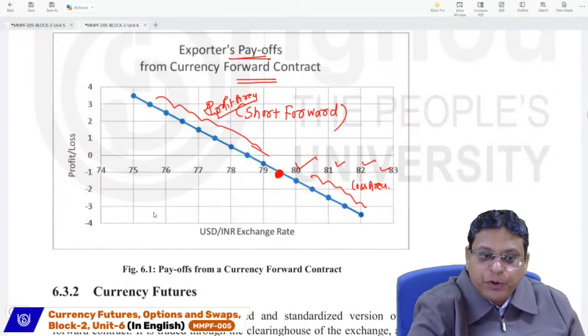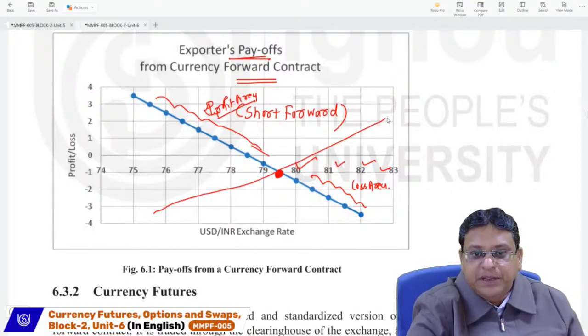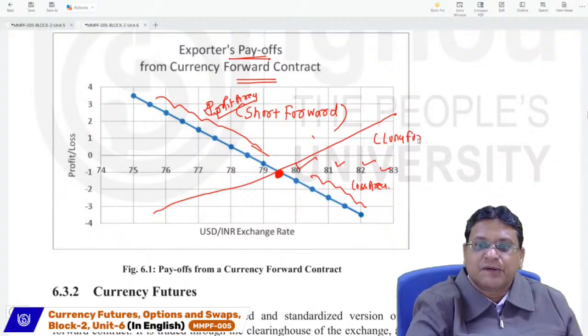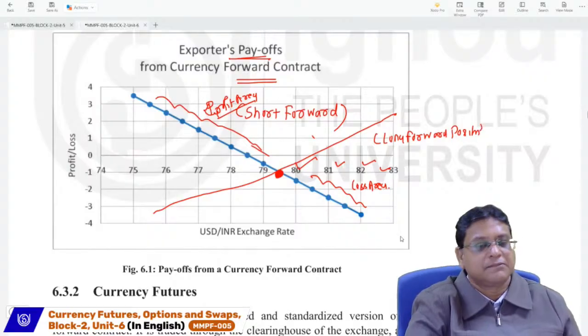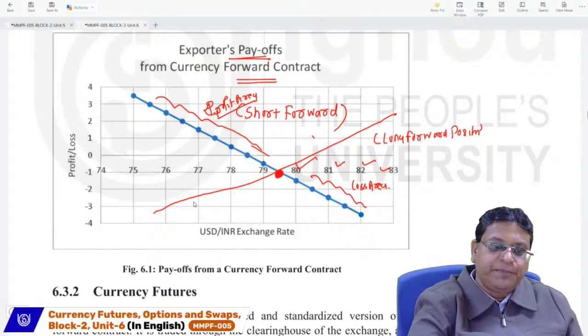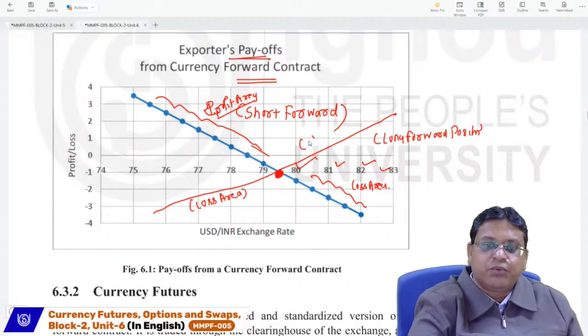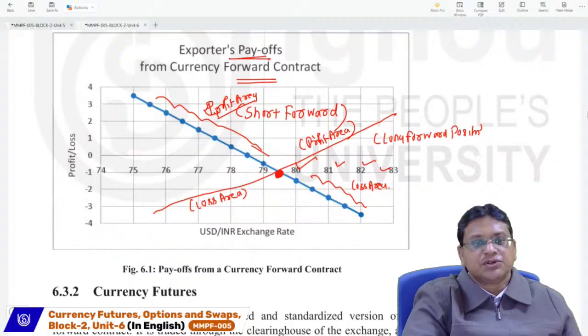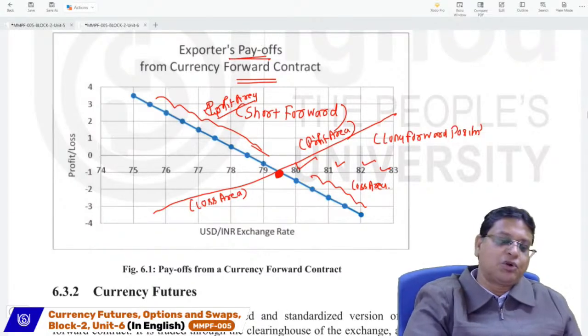If there is a long forward, how will the payoff diagram be? The payoff diagram will be just the opposite. This is the payoff diagram of a long forward position. This will be the loss area and this will be the profit area. Am I clear? So this is the payoff of a long forward and short forward.